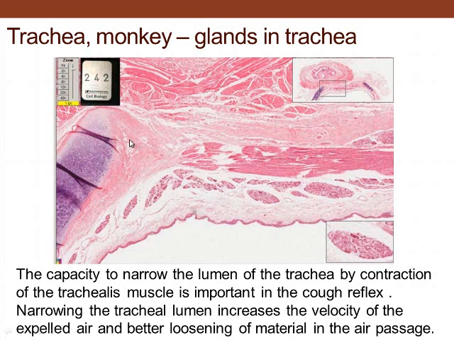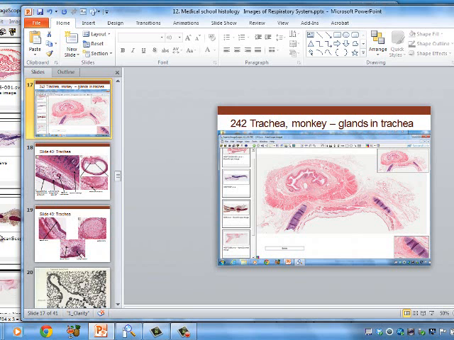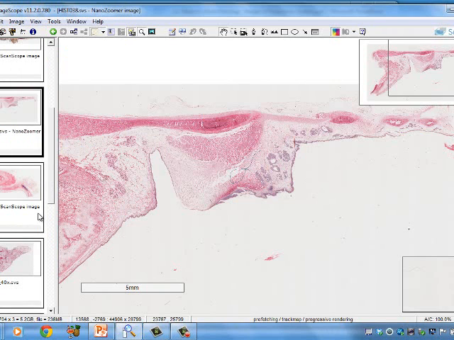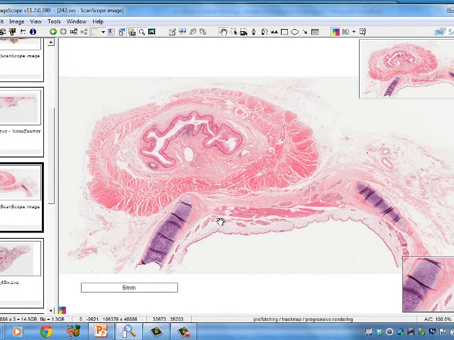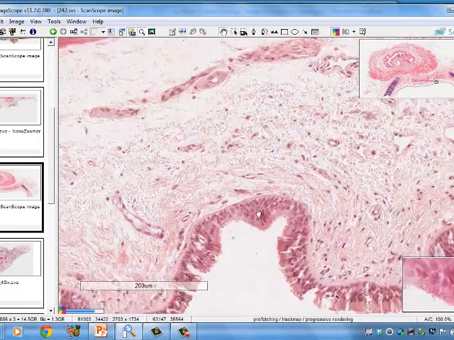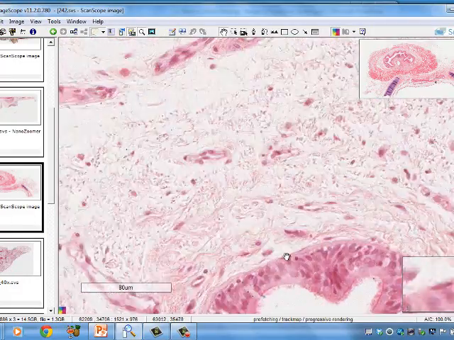So here we can see in this slide, happens to be a monkey, we can see this smooth muscle that closes the rings and the cartilage, and there's respiratory epithelium, and also you have glands in the submucosa. So if we take a look at that specimen, that's what we will see, and here we can see it. And so this is esophagus, but we're looking at the trachea today, and we're going to look inside here and see respiratory epithelium, which is pseudostratified columnar epithelium with ciliated cells and goblet cells.